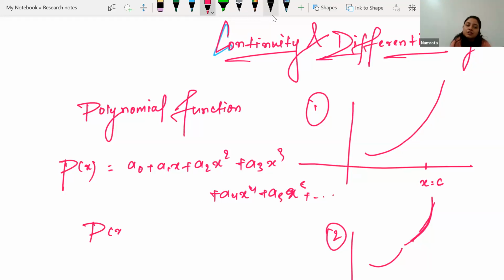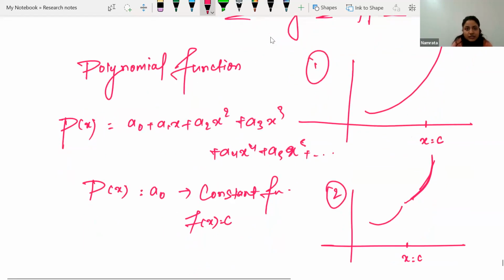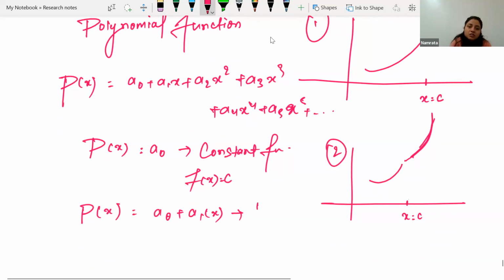Now if we have p(x) equals a0 only, this is the constant function, which we also represent as f(x) equals c. Here a0 is just a constant. If we take the polynomial as a0 plus a1x, this is a linear function or linear polynomial, which we also represent as ax plus b.